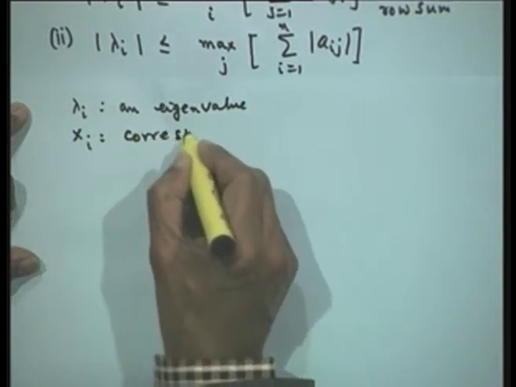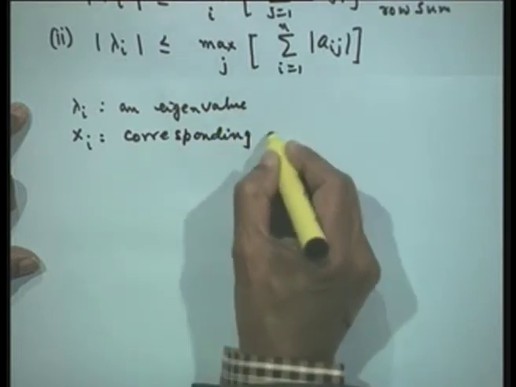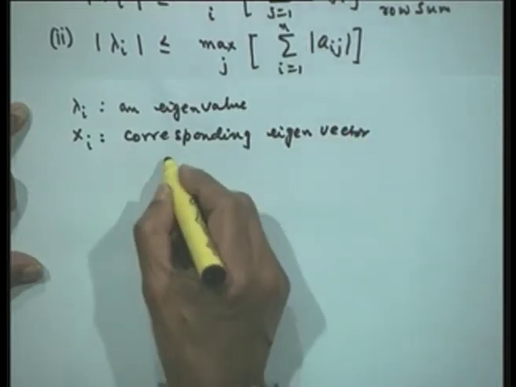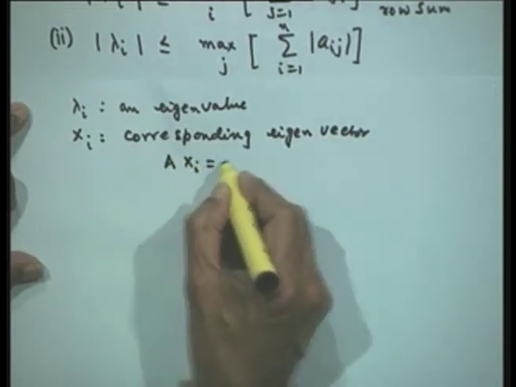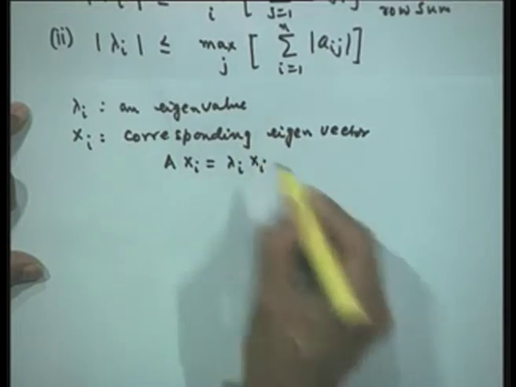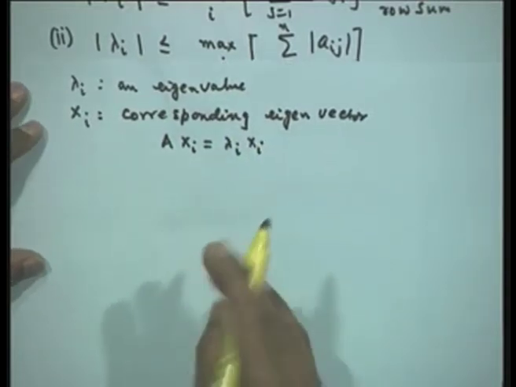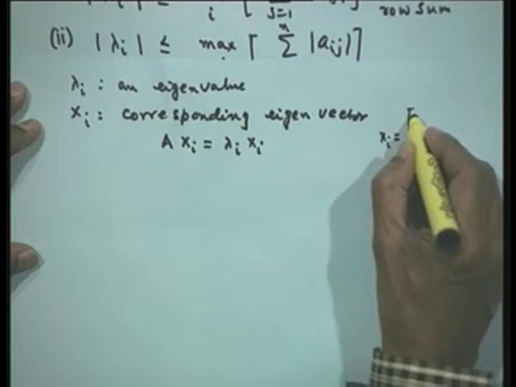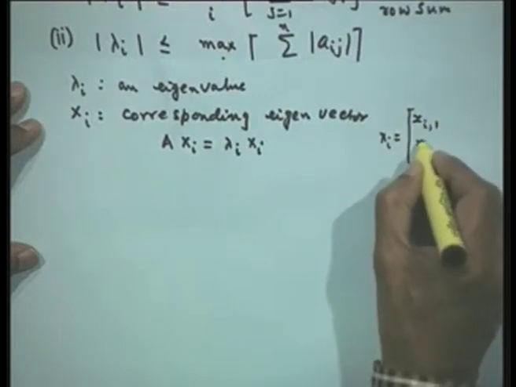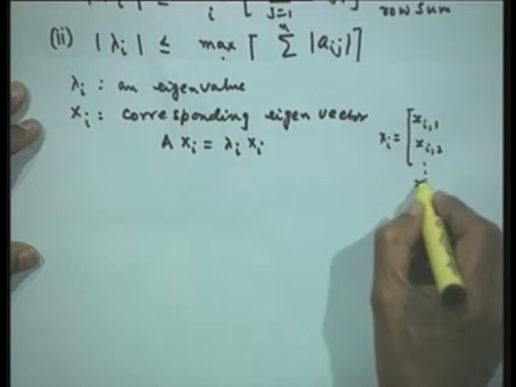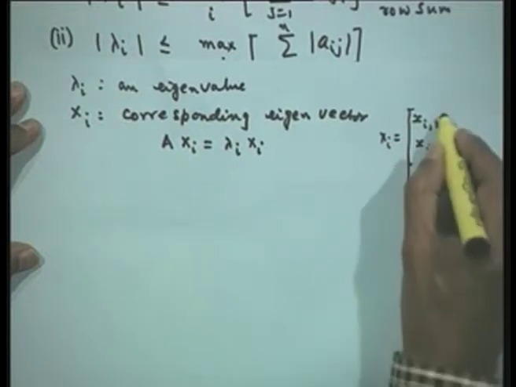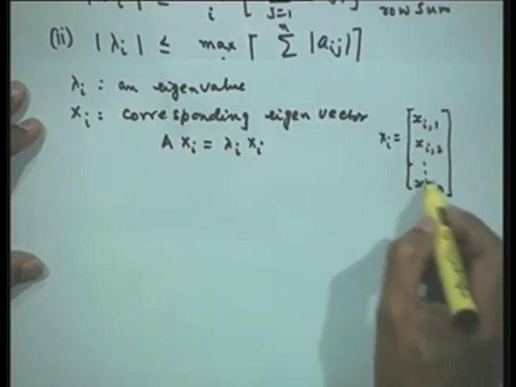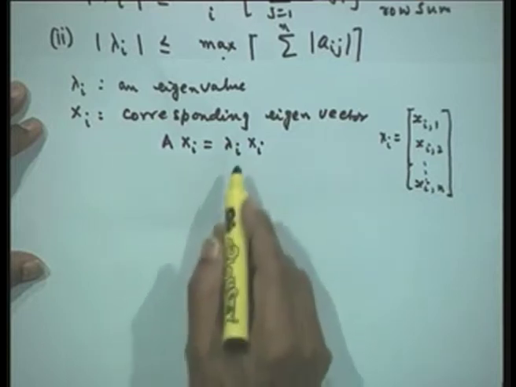That means we are talking of A xi = lambda i xi. Now I need the components of xi. So let us write down its components as xi1, xi2, and so on up to xin, with the suffixes i1, i2, i3, ..., in. Those are the components of the vector xi.